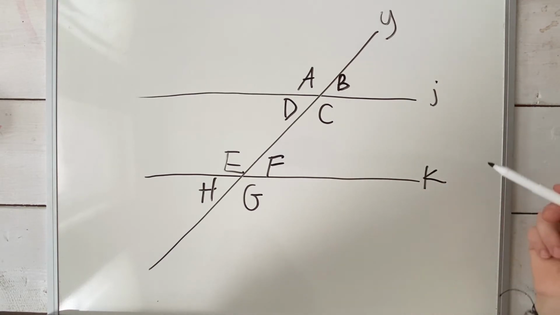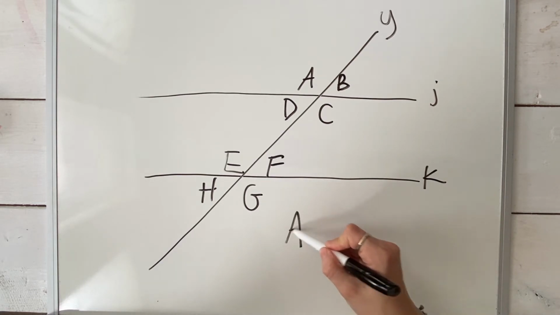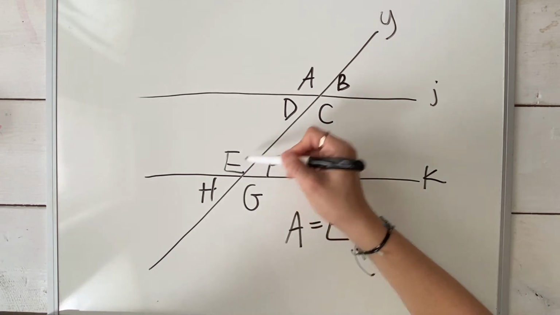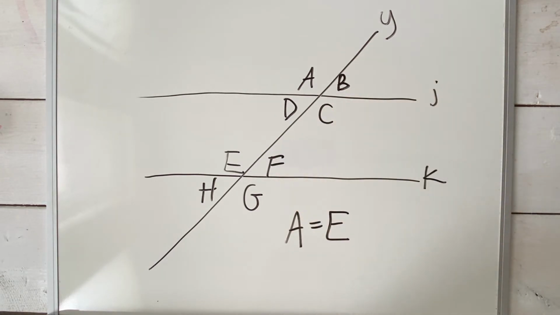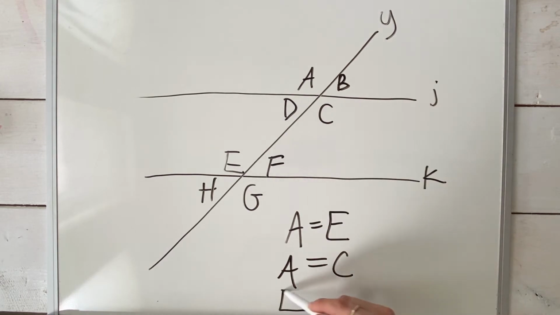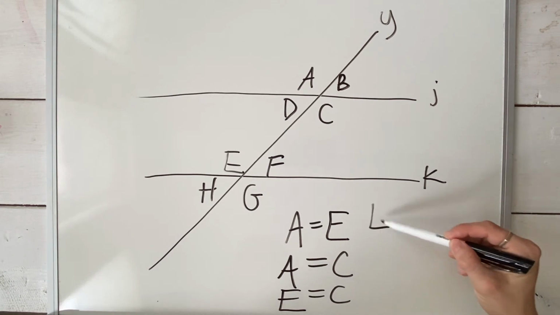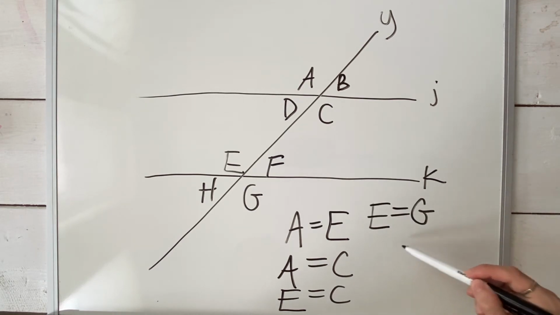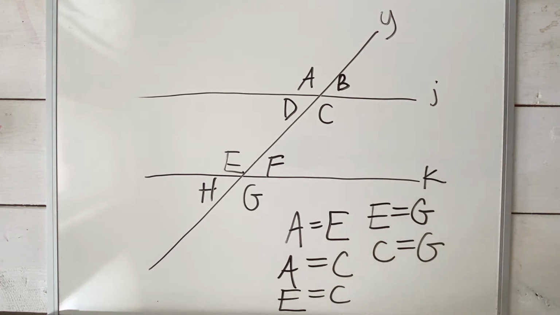Whenever you have two parallel lines like this, the angles that are in the same position are going to have the same measure, or be congruent. So A is congruent to E because they're both in the same position on their line. A also equals C because it's a vertical angle, so therefore E must equal C. And because G is the vertical angle with E, C and G are also congruent.